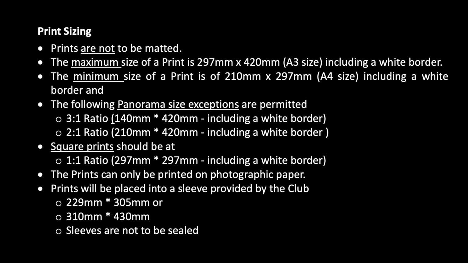So this is drawn directly from the 2021 rules on print sizing. I won't read it all out, just make sure you read it and understand it. But it's not overly complex because, as I say, the maximum size of a print is A3 size. The minimum is A4 size. And so panorama type images or square images are bigger than A4 and smaller than A3 in terms of total size. But the following presentation perhaps will give you some examples of how that fits and how that works.